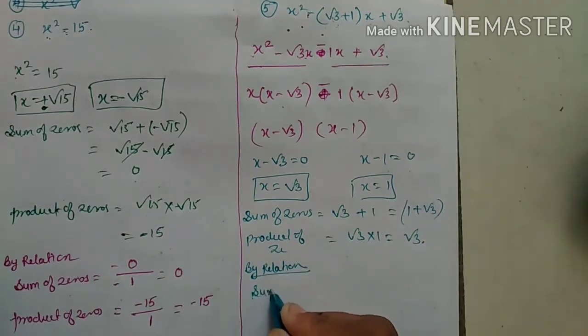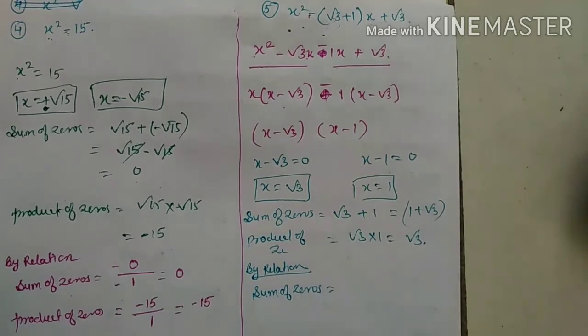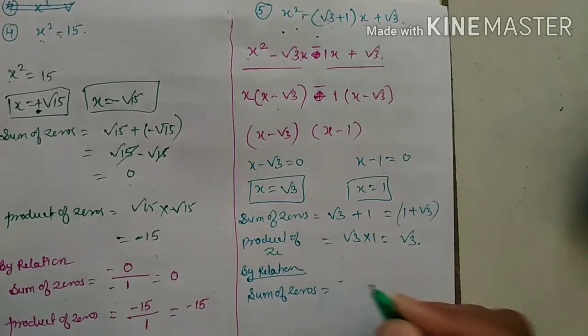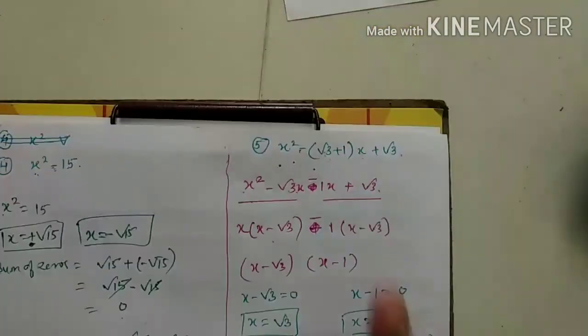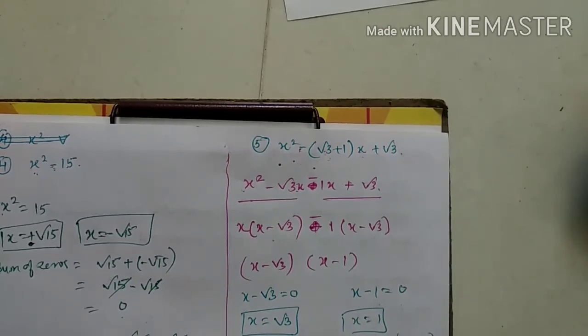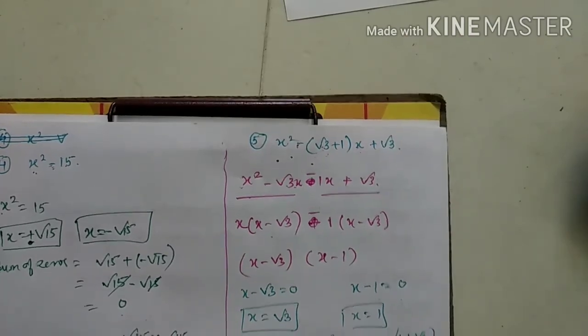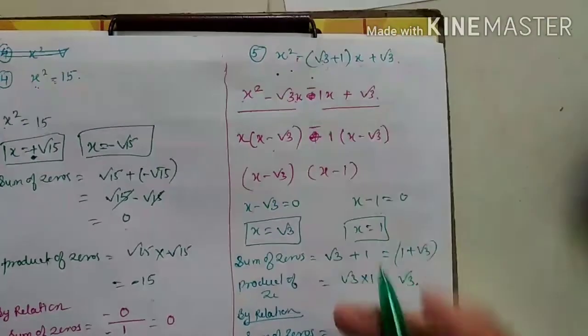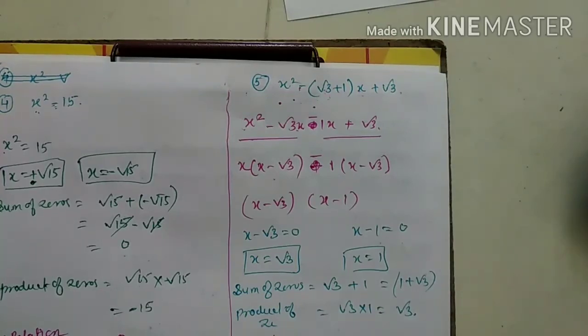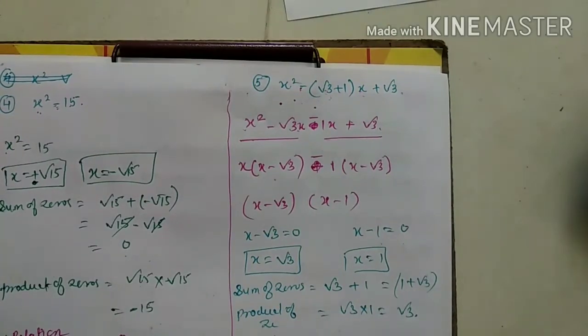What is the sum of zeros? Just tell me. The formula is minus coefficient of x. What is the coefficient of x? Minus (root 3 plus 1). Correct or not? Why am I taking minus inside? Because outside of it there is already a minus. Okay. Now next, what is the coefficient of x square? x square is 1. Open the bracket. What am I getting? Root 3 plus 1. And you can match it with your answer for the sum of zeros.